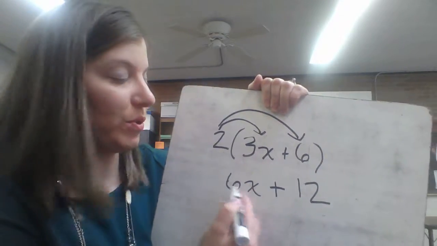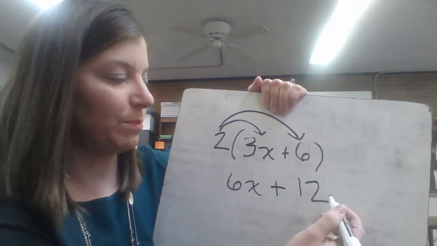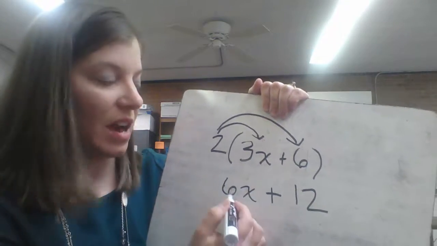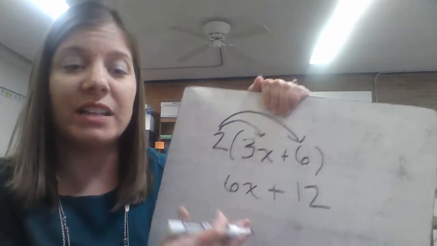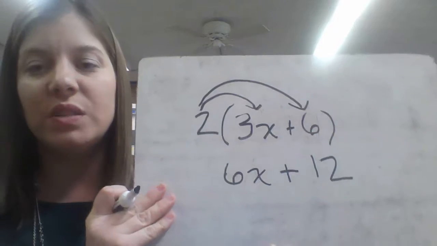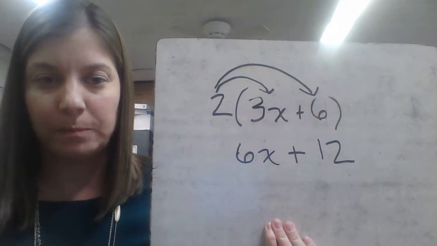That's it. We can't put those together. We can't say 6 plus 12 is 18, okay, because these are not like terms. This would be our final answer. This is simplified using the distributive property.